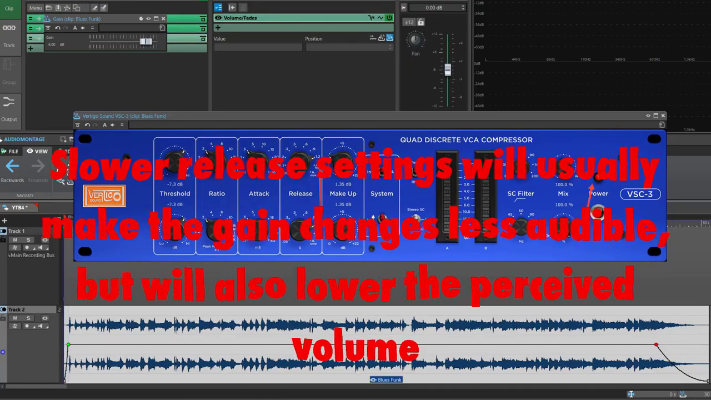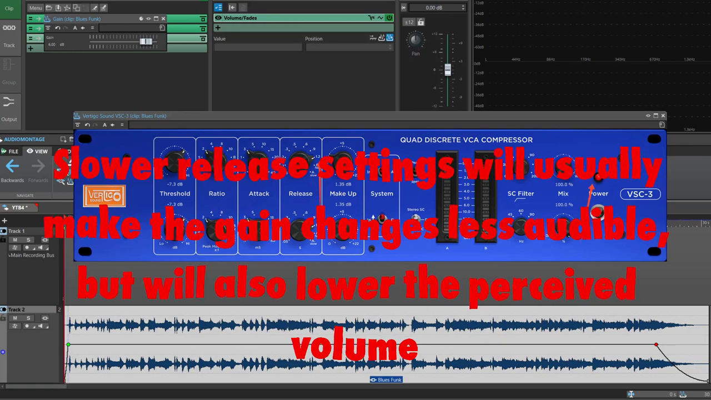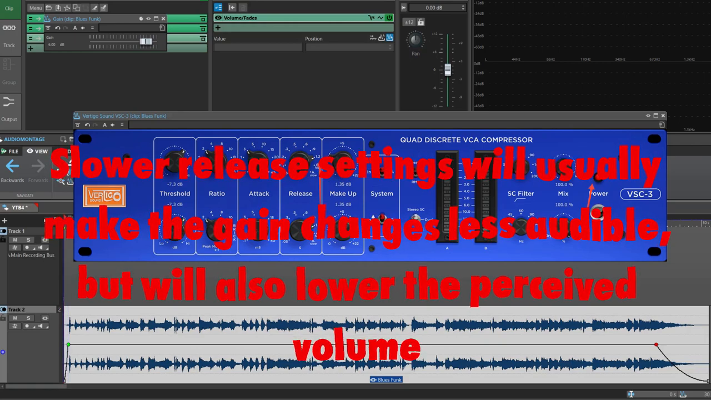Slower release settings will usually make the gain changes less audible, but will also lower the perceived volume.